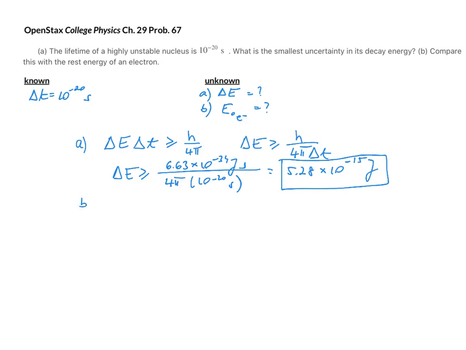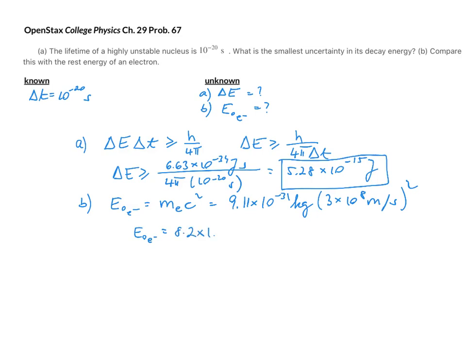In part B, we have to compare this value with the rest energy of an electron. So the rest energy, E naught of the electron, is mass of the electron times c squared. Mass of the electron is not given, but we can find it in a table. It's 9.11 times 10 to the negative 31 kilograms, and c is the speed of light, 3 times 10 to the 8th meters per second, and that's quantity squared. So the rest energy of the electron then will be 8.2 times 10 to the negative 14 joules.